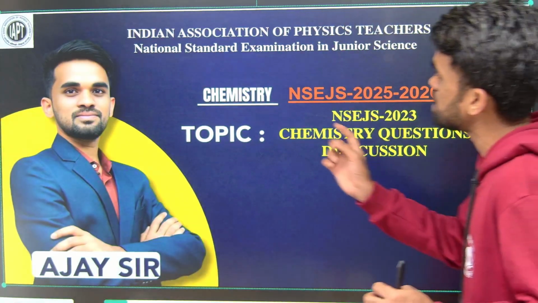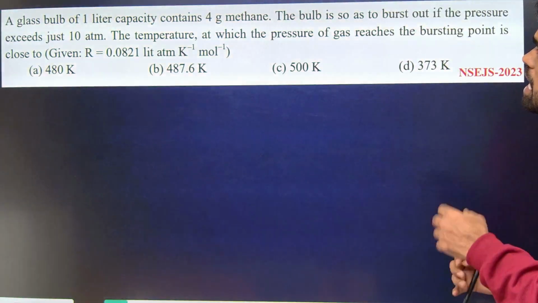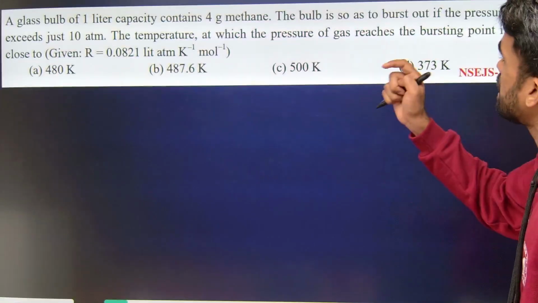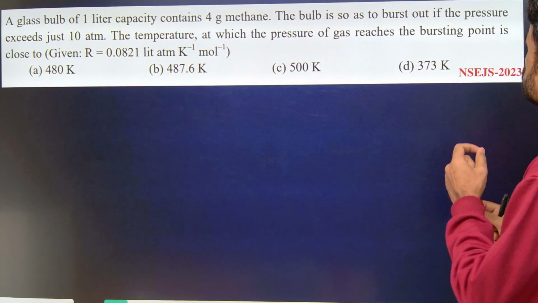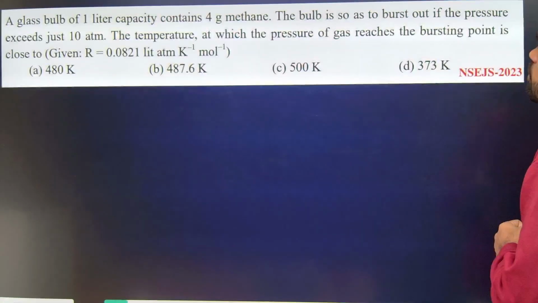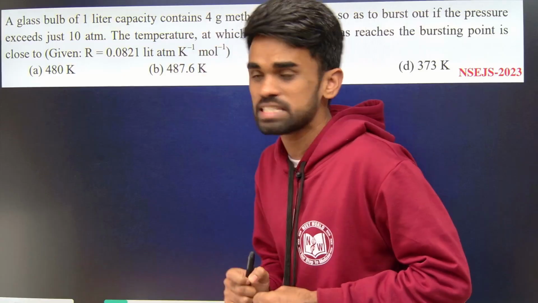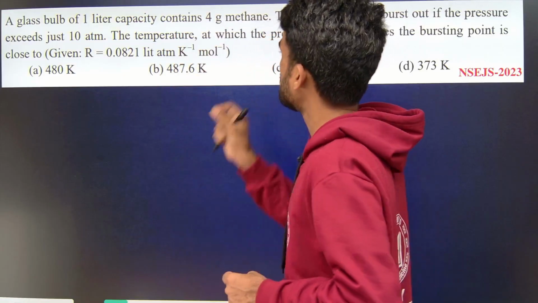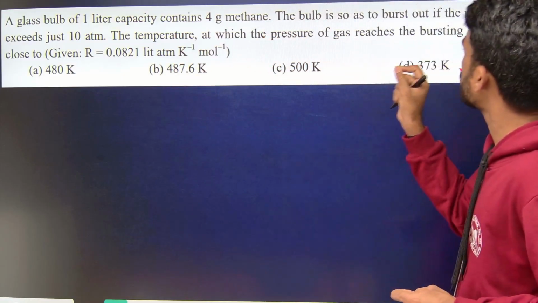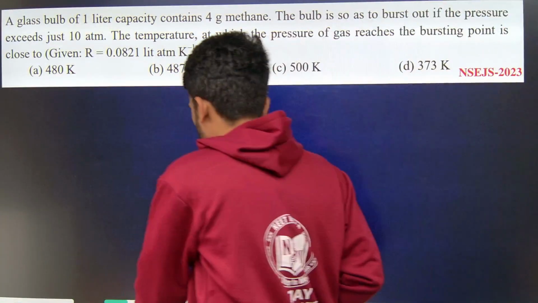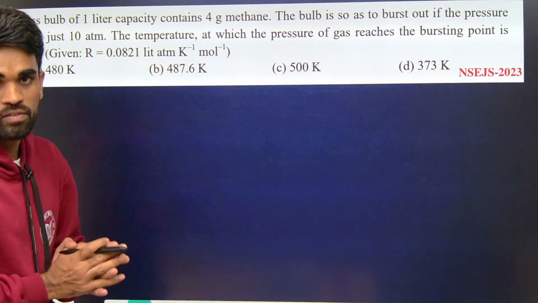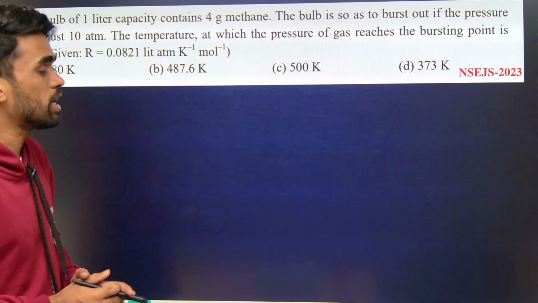So look at this, the first question here. A glass bulb of 1 liter capacity contains 4 grams of methane. The bulb is so designed as to burst if the pressure exceeds 10 atm. Then the temperature at which the pressure of the gas reaches the bursting point is close to? So we need to find the temperature where the bulb will burst. Okay, this is very easy.